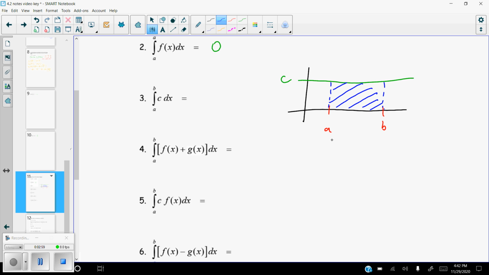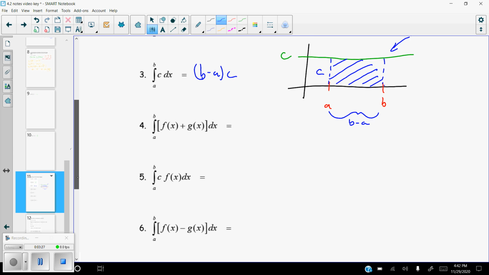Well, the base is simply going to be the difference in these values. That's b minus a. And then the height, of course, is just c. So we get b minus a times c. Easier way maybe to think about it is if you have an integral of a constant, it's going to be that constant times the difference in the bounds, b minus a. Any way you want to think of it, but this is really what's happening right there.